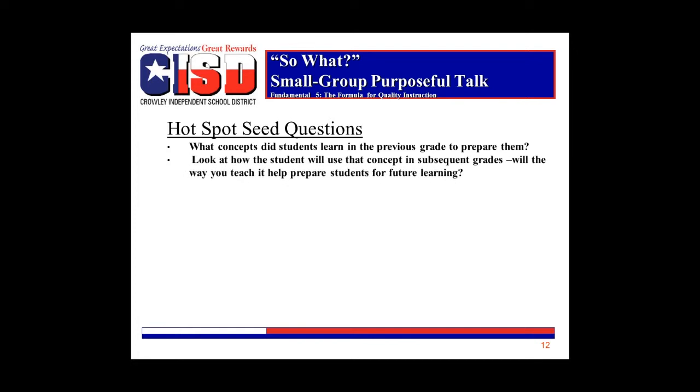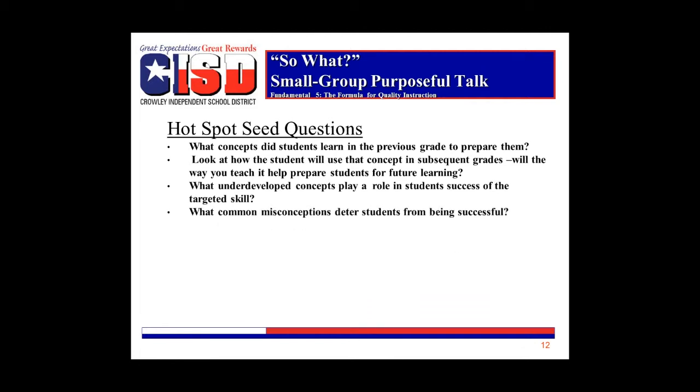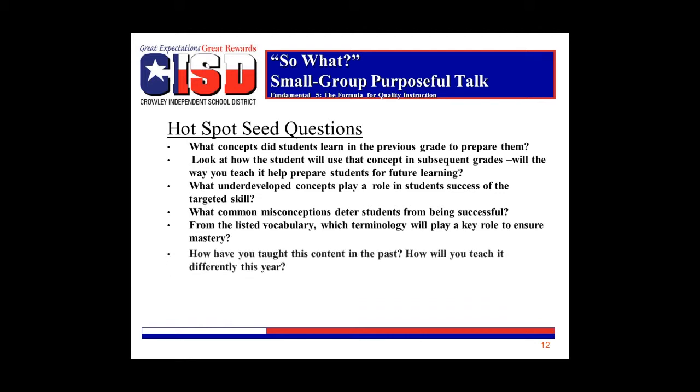Look at how the student will use that concept in subsequent grades. Will the way you teach it help prepare students for future learning? What underdeveloped concepts play a role in student success of the targeted skill? What common misconceptions deter students from being successful? From the listed vocabulary, which terminology will play a key role to ensure mastery? And how have you taught this content in the past, or how will you teach it differently this year?